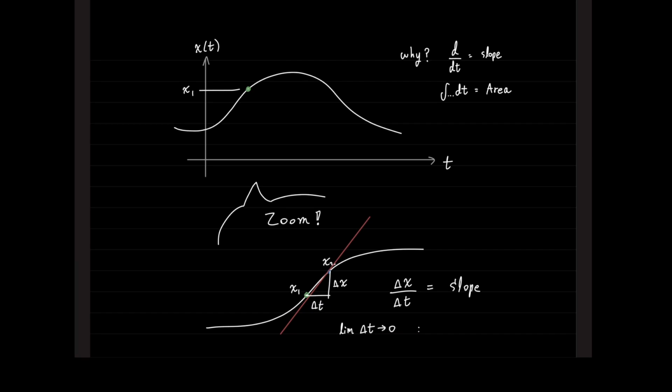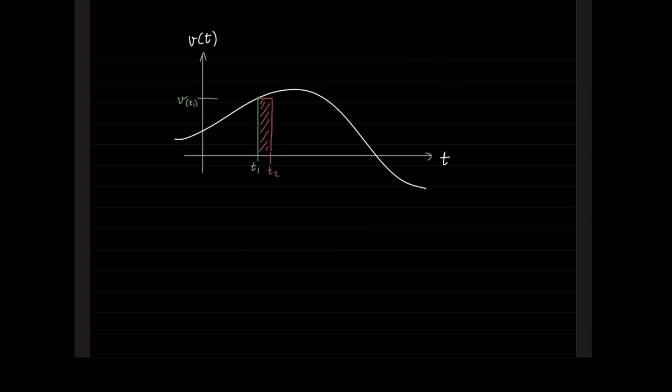As delta t gets closer and closer to zero, this becomes closer and closer to the instantaneous velocity at that point. And it also becomes closer and closer to the slope at exactly that point. This is why velocity is the slope of the position and time graph. Let's take a look at the velocity and time graph.